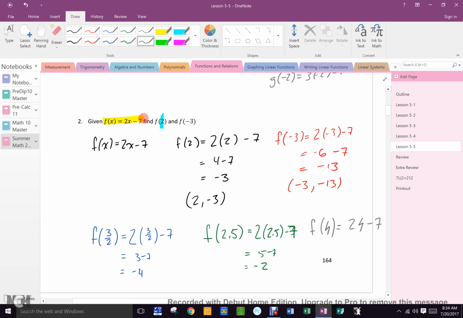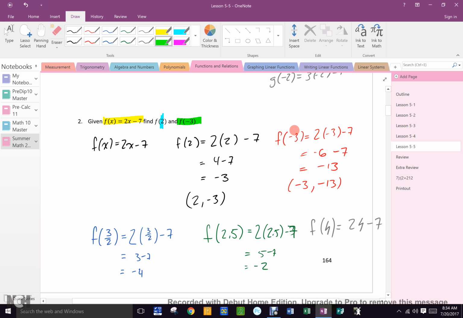That's the function. Over here? I told you I wanted the f of negative 3 right there. So it's not x, it was negative 3. So negative 3 goes in there.